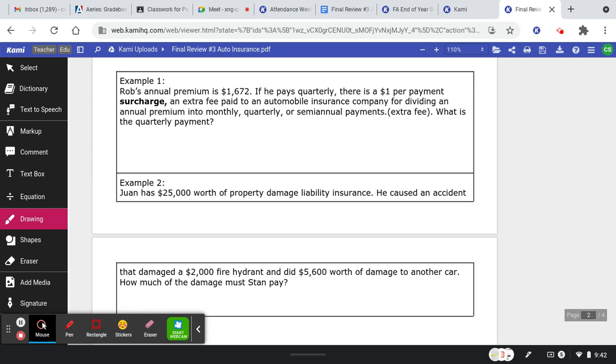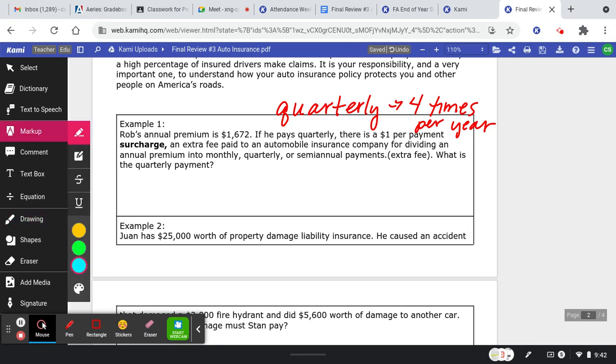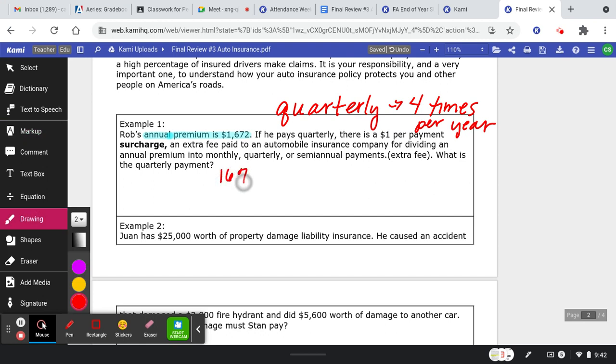Rob's annual premium is $16.72. If he pays quarterly, so again, off to the side, we're like, ding, ding, ding, quarterly. Think of 4 quarters in a dollar, and there are also 4 quarters in a year. Quarterly means 4 times per year. If the question on the final says quarterly, we're going to take that annual premium and divide it by 4.